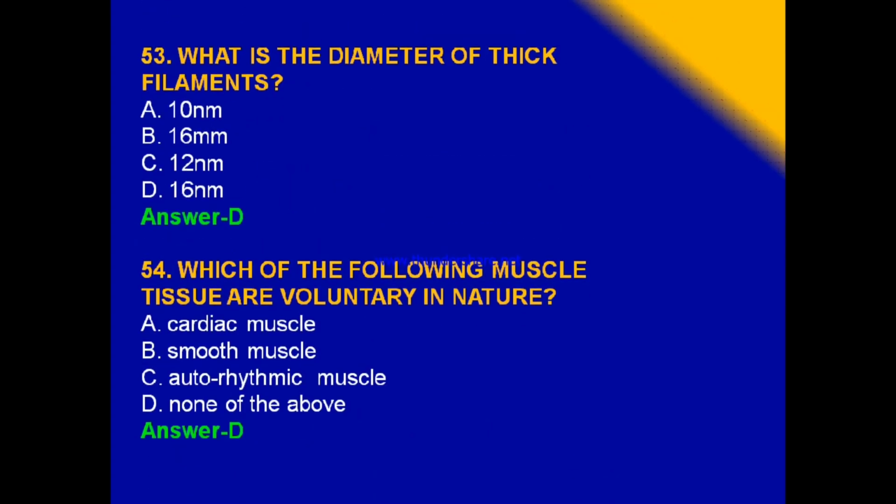What is the diameter of thick filaments? 10 nanometer, 16 mm, 12 nm or 16 nm. So the answer is option D, 16 nm. Next question. Which of the following muscle tissues are voluntary in nature? Cardiac muscles, smooth muscles, autorhythmic muscles or none of the above? So none of the above is the answer. Only the striated muscles are voluntary in nature, not cardiac muscles, not smooth muscles and not autorhythmic muscles. Only the striated muscles are voluntary and these three are involuntary in nature.